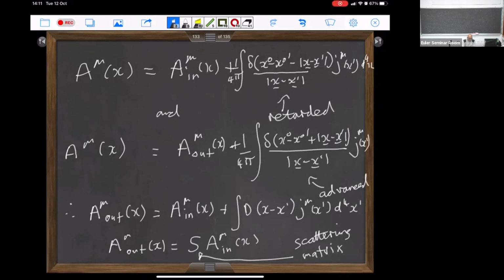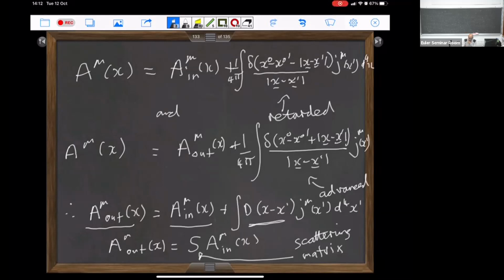So we'll get two solutions this way, which are actually equivalent because we have a symmetry in this situation. And if we just compare the out with the in, they are given in terms of the source being propagated by this propagator that we introduced earlier.